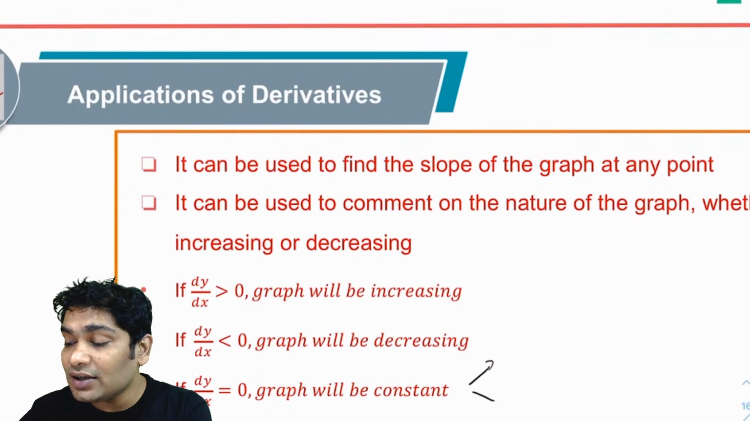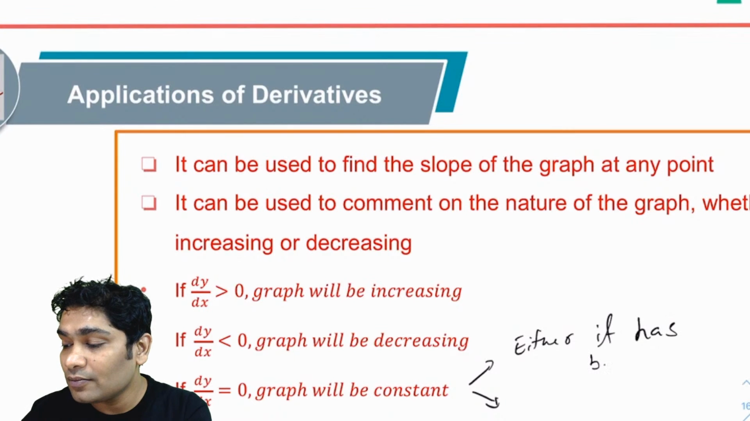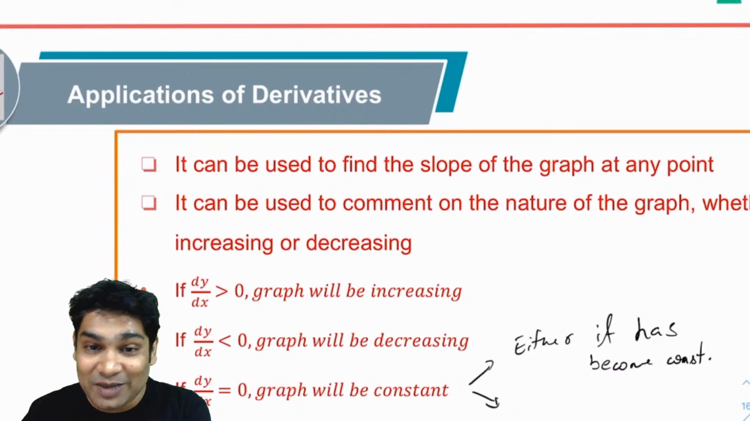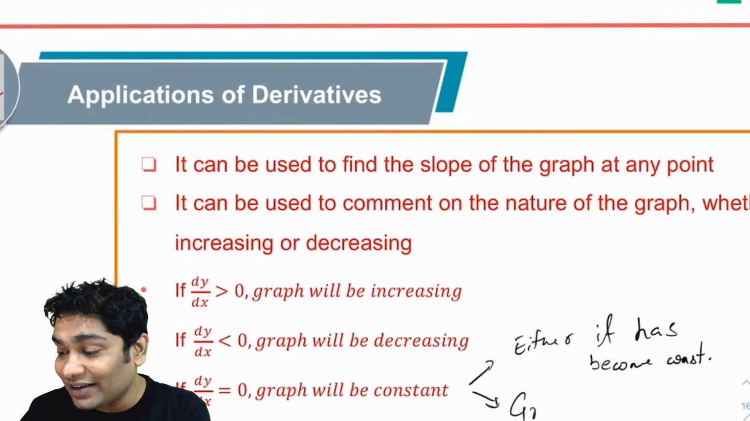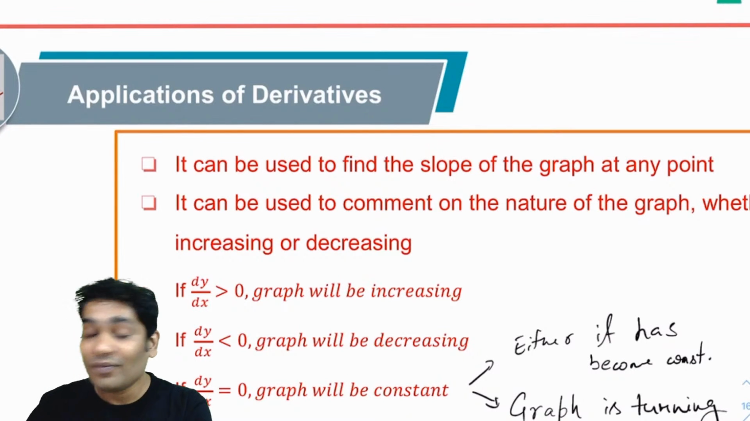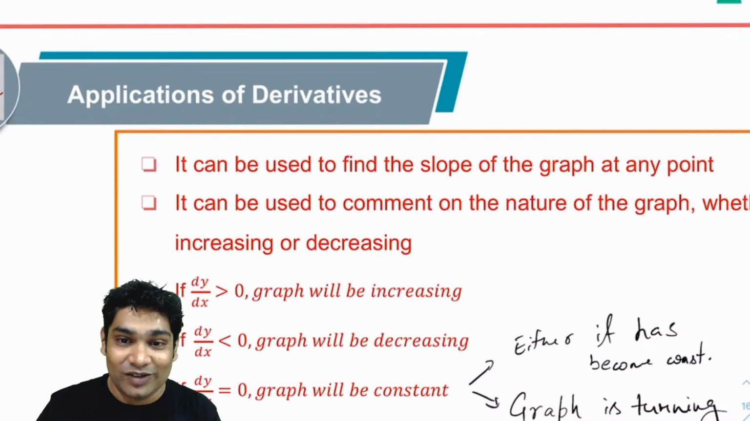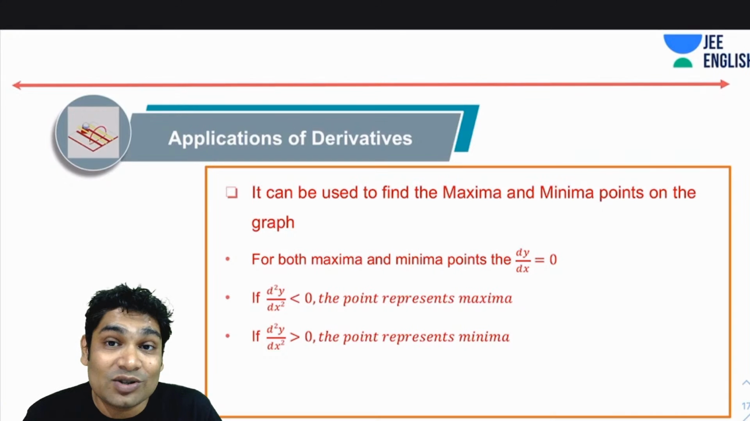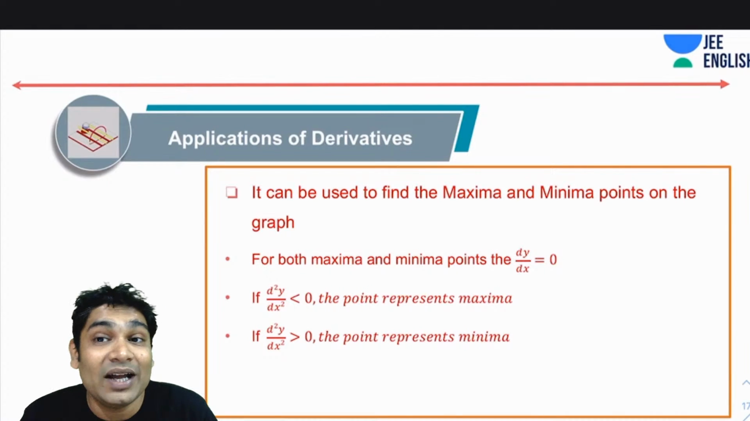The two possibilities are that either it has become constant, or the rate is 0 instantaneously, which will be the maxima and minima conditions. The graph is taking a turn from that point, either upwards or downwards. So next, that is what we are going to talk about: when the graph turns. Derivatives can be used to find the maxima and minima points on the graph.